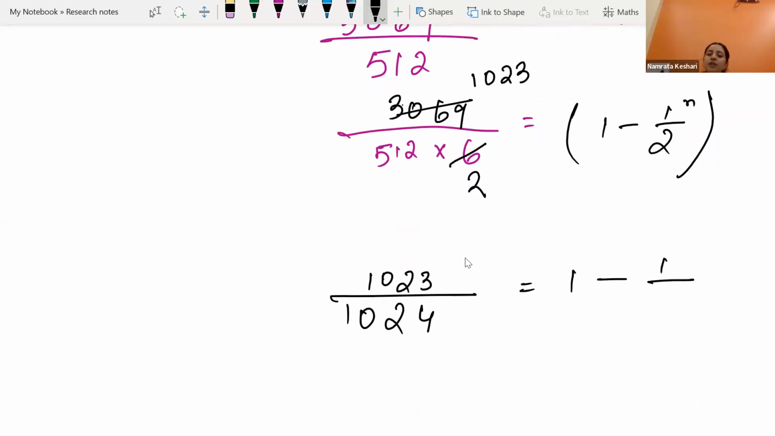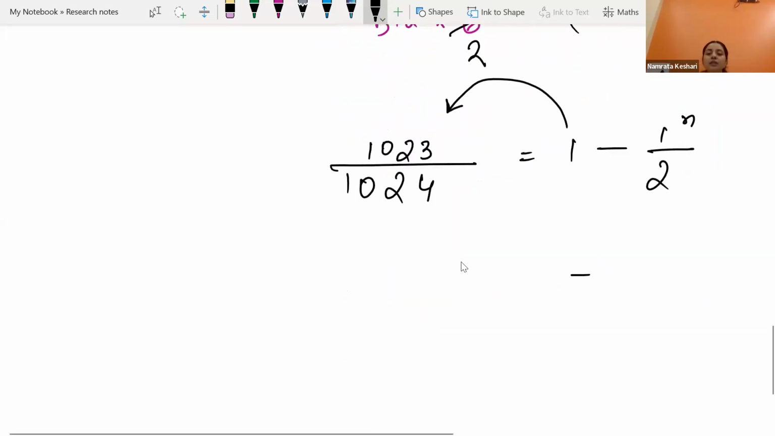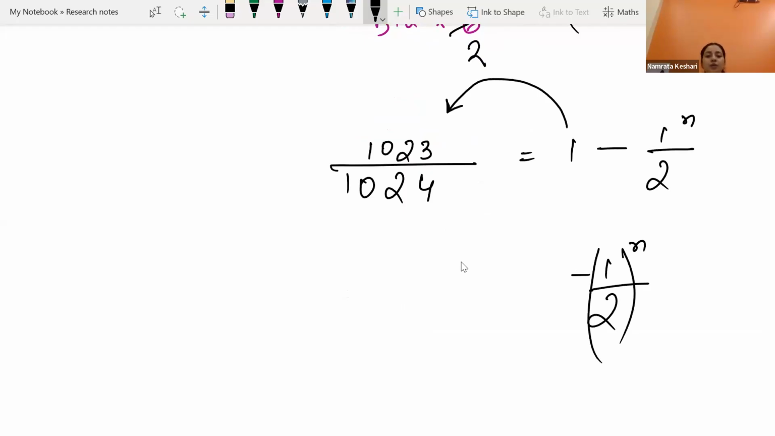1 minus 1 by 2 to the power n. If you shift this 1 to this side, it will become minus 1. But that side, minus 1 by 2 will be sitting. Let's keep it like that. Minus 1 by 2 is still sitting on that side and having power n. Okay, and if you take 1 to this side, you will have 1023 by 1024 minus 1.